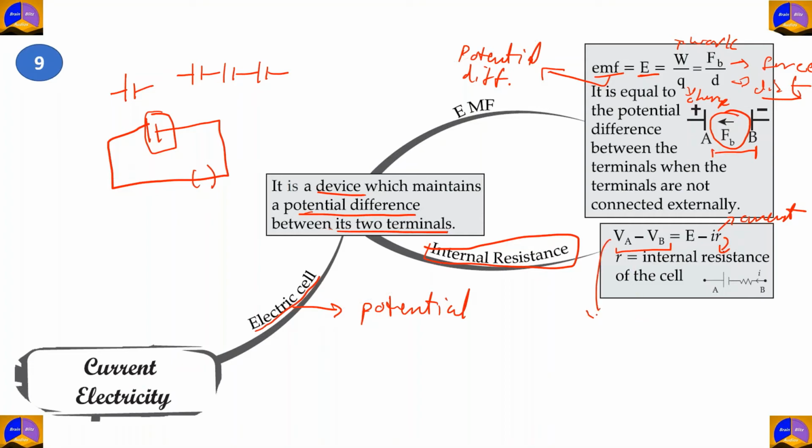Another formula which can be derived out of this is I is equal to E divided by R plus r. I stands for current, E stands for the EMF inside a cell, and the capital R stands for resistance in the circuit, like this one, and the small r stands for internal resistance.